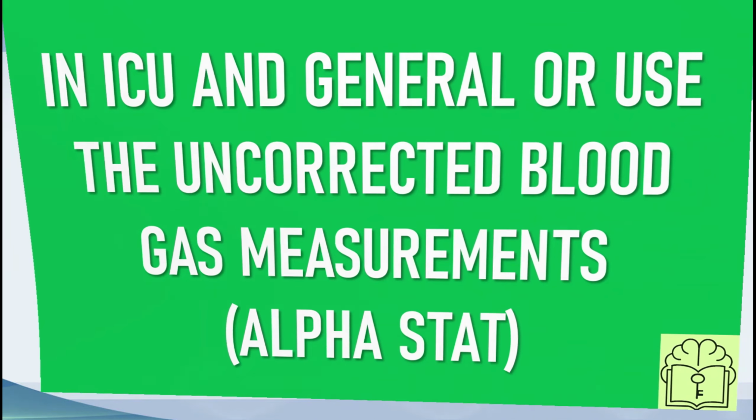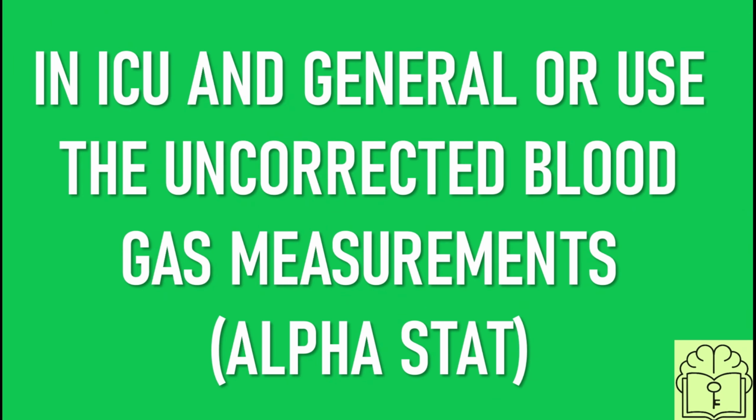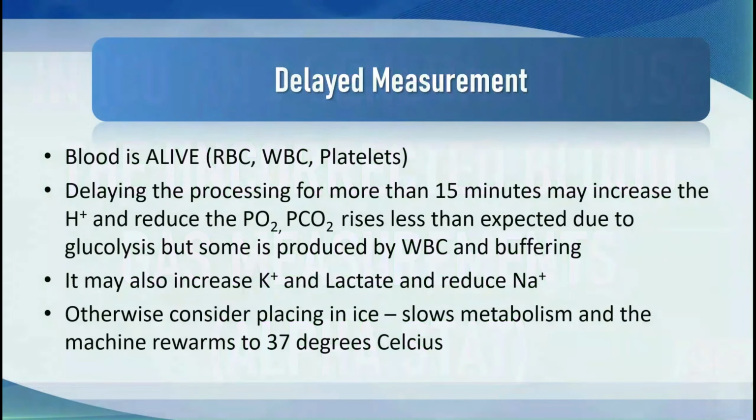In the ICU, in the operating room, or wherever you may draw a blood gas, the uncorrected blood gas measurement should be used, the alpha stat. Remember also that blood is alive. It contains red cells, white cells, and platelets.